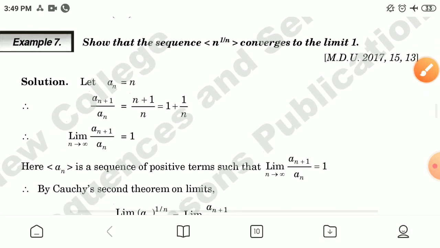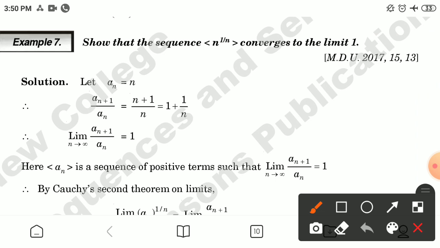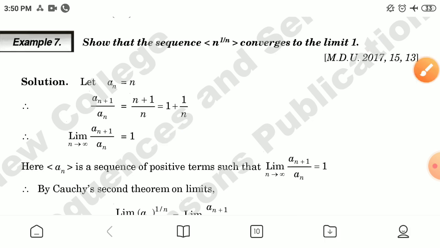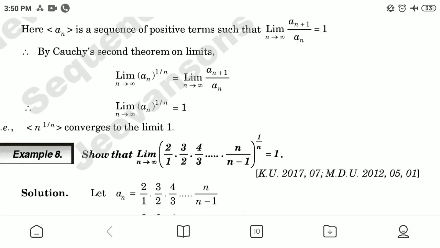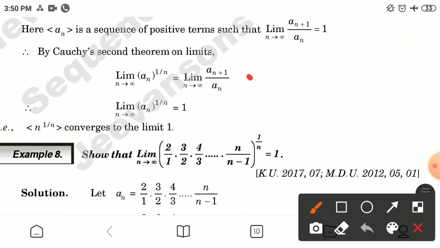Taking the next problem, show that the sequence n raised to power 1 by n converges to the limit 1. Let an be equal to n. Therefore, an plus 1 by an is equal to 1 plus 1 by n. And if we apply the limit on this one, this value gives 1. Hence, an is a sequence of positive terms such that the limiting value of an plus 1 by an is equal to 1. Therefore, by Cauchy's second theorem on limits, the value will be the same. Therefore, the value will be equal to 1.